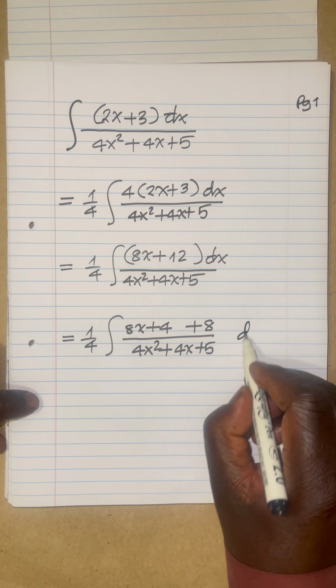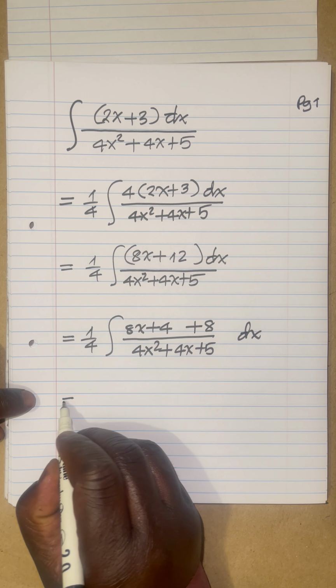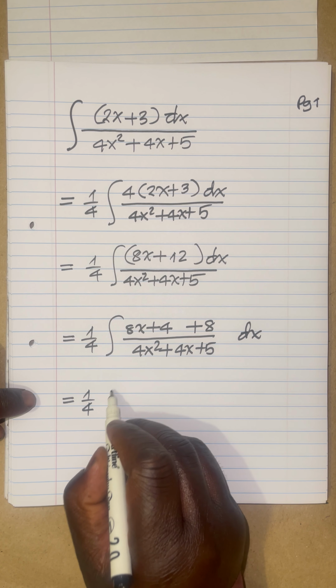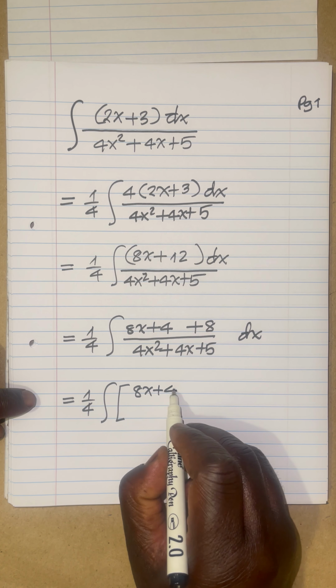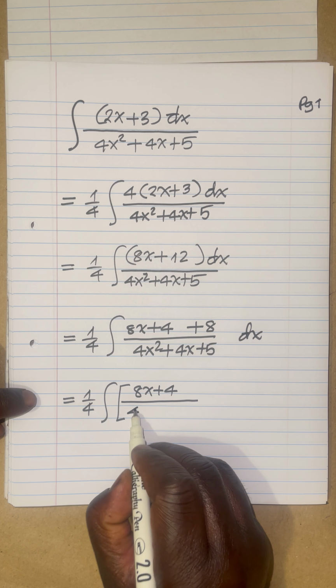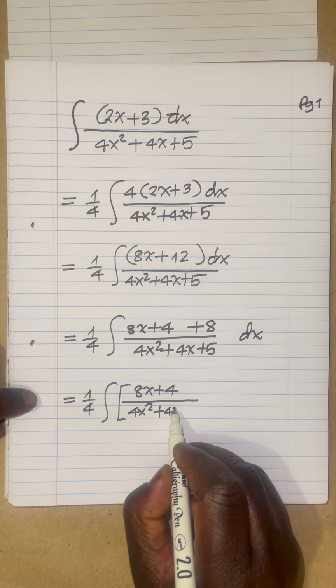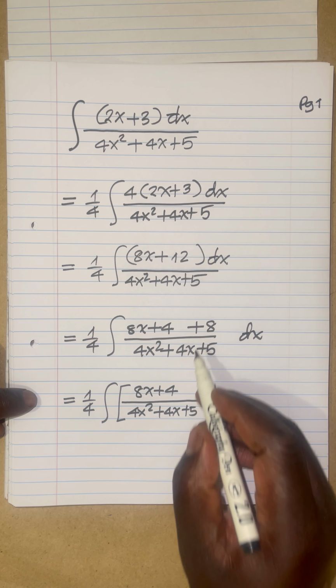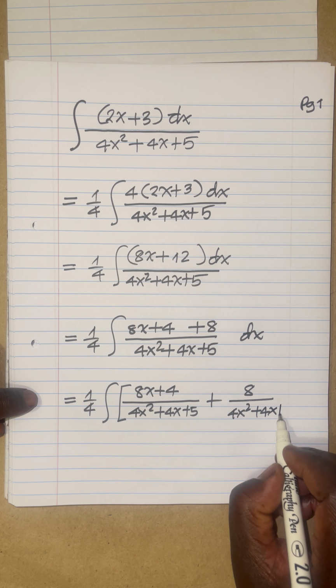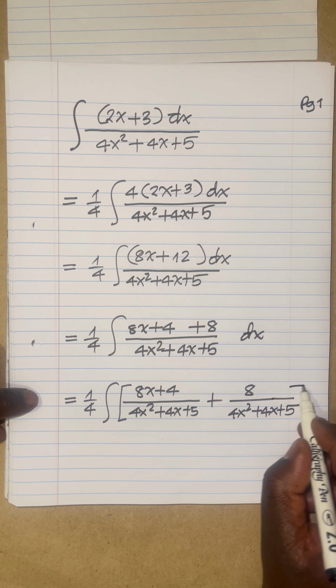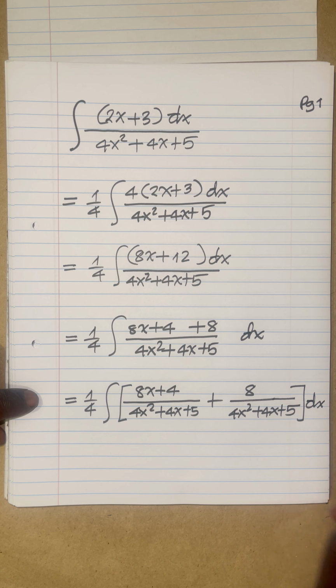Now I'm going to perform term-wise division here, keeping 1/4 out. I'm going to divide this expression into 8x plus 4 and then into 8 as follows. So we have 1/4 the integral of 8x plus 4, divided by 4x squared plus 4x plus 5, and then plus, because there's a plus sign here, 8 all over 4x squared plus 4x plus 5, like so, and then we have dx outside like that.